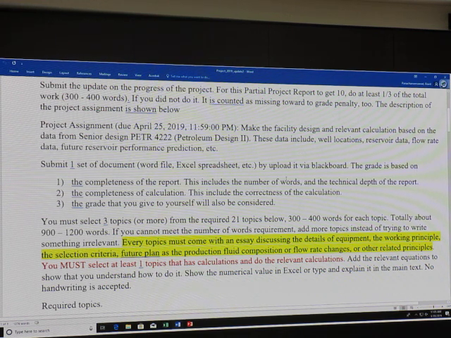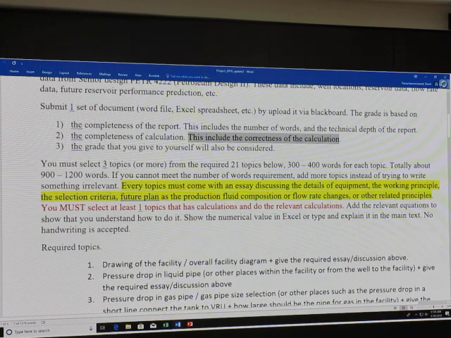This includes the number of words and the technical depth of the report, completeness of the calculation, includes the coordinates of the, this is the victim. The grade that you give to yourself will also be considered. Okay, you will give the grade to yourself. No question yet until I finish this, okay?